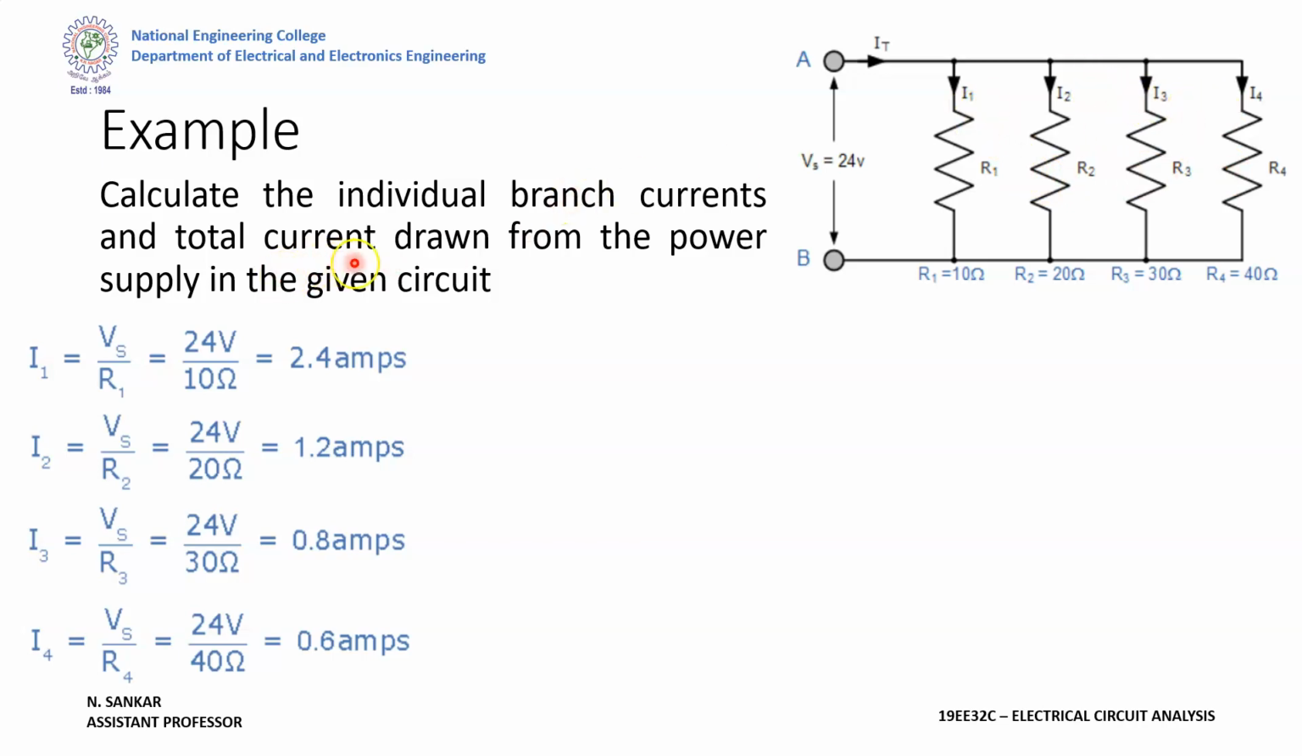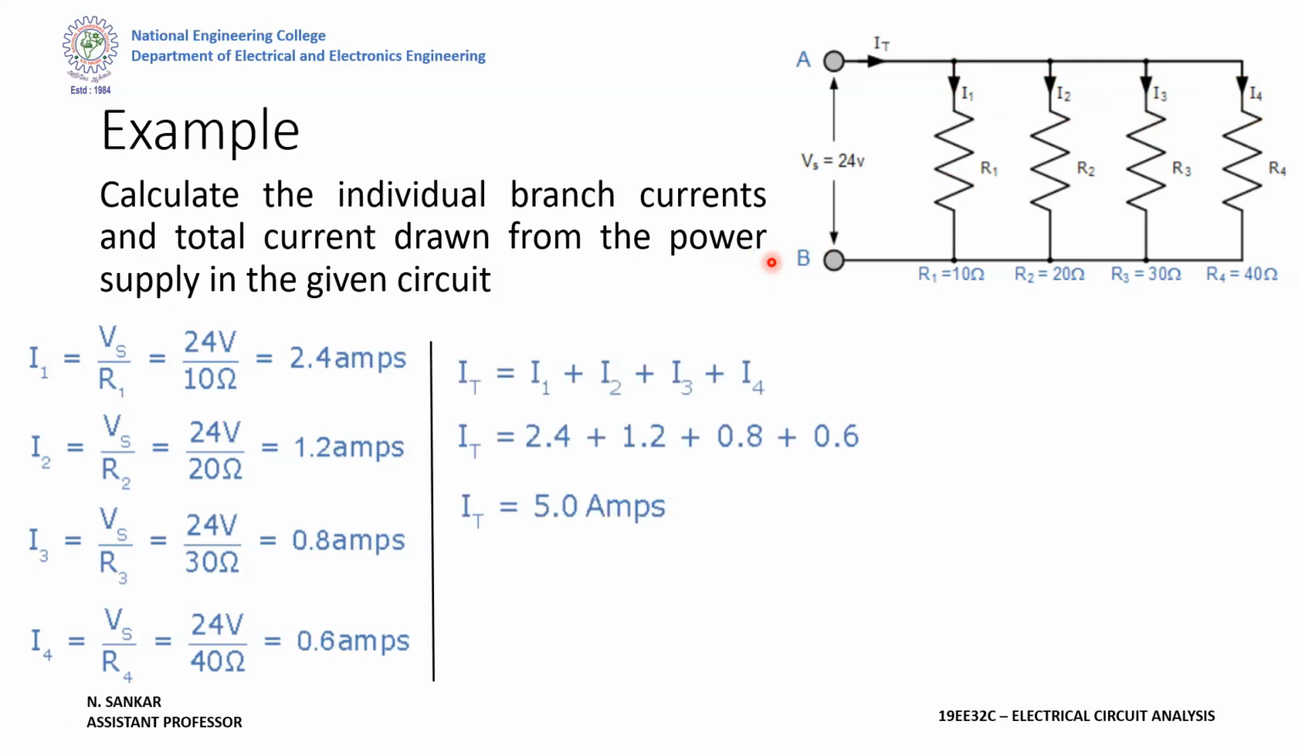And now we have to find the total current drawn. For that, you can simply apply Kirchhoff's current law, because as per Kirchhoff's current law, these are in short circuit. Okay, so IT is equal to the sum of I1, I2, I3 and I4. So IT is equal to I1 plus I2 plus I3 plus I4, which will be equal to 5 amps. So this is one way of finding the total current.